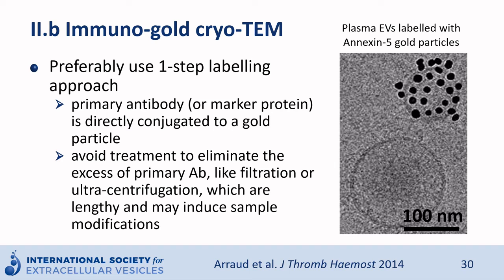On the right, this image from human plasma shows two EVs. The small one on the top is densely labeled with gold particles conjugated to annexin 5, as we saw before. So this means that this EV is phosphatidylserine positive, while this vesicle at the bottom is not labeled, not a single gold particle. Therefore, it does not expose phosphatidylserine.